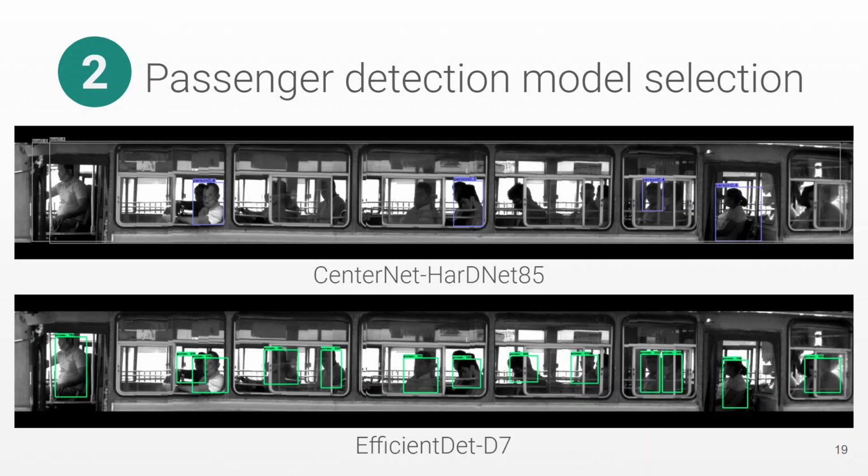The second experiment is selecting the passenger detection model. For this experiment, we used 2 models: CenterNet HardNet 85 and EfficientDet D7. Results of this experiment showed that EfficientDet D7 produces more accurate results, shown on the bottom, compared to CenterNet HardNet, shown on the top.